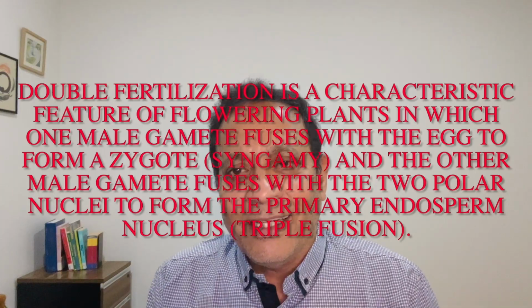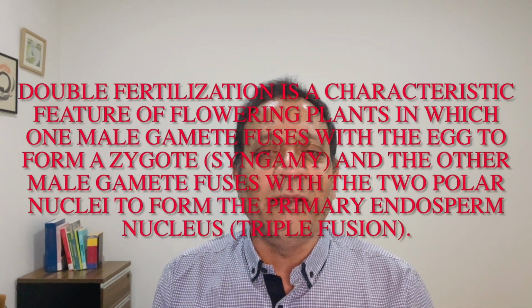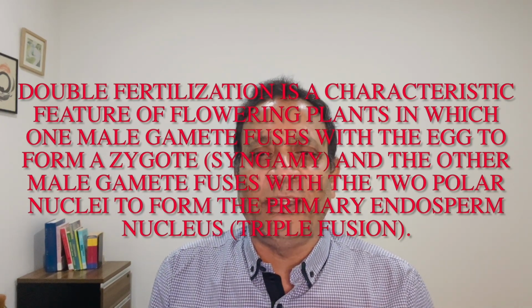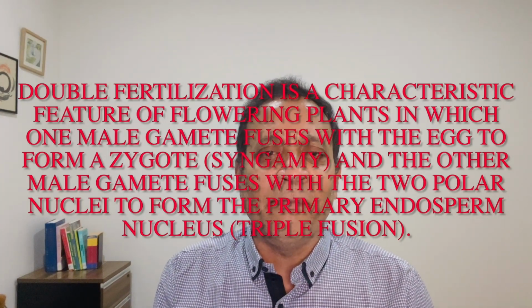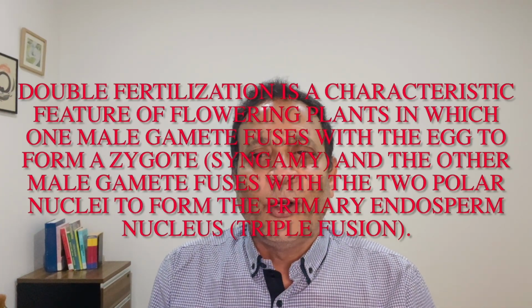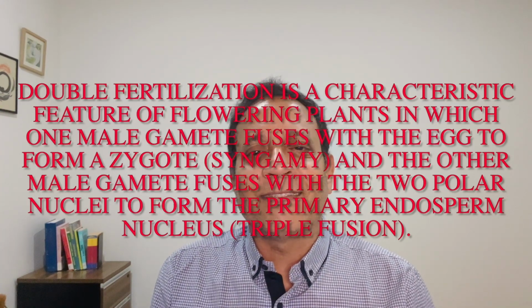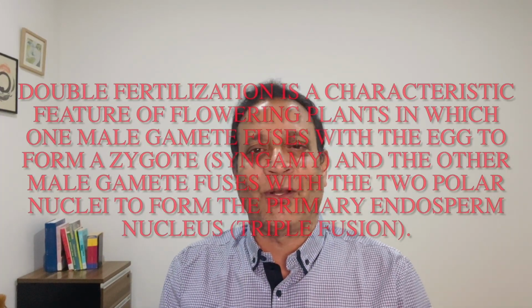Let me explain double fertilization. NCERT says double fertilization is a characteristic feature of flowering plants in which one male gamete fuses with the egg to form a zygote and the other male gamete fuses with the 2 polar nuclei to form the primary endosperm nucleus. That's 37 words, way too long to memorize.